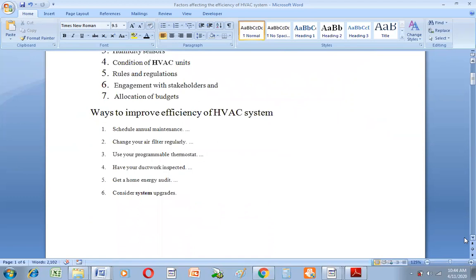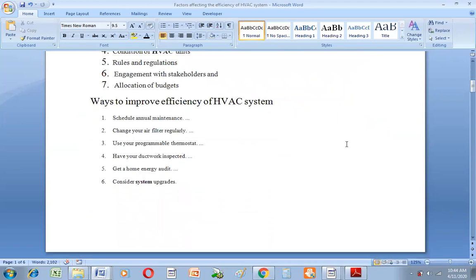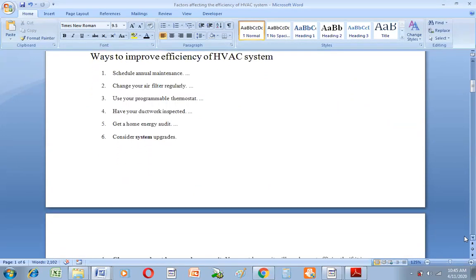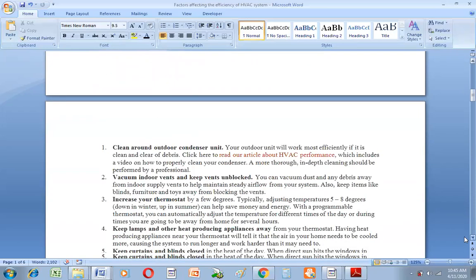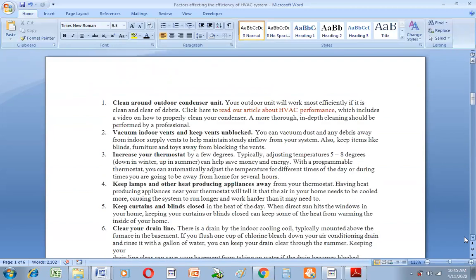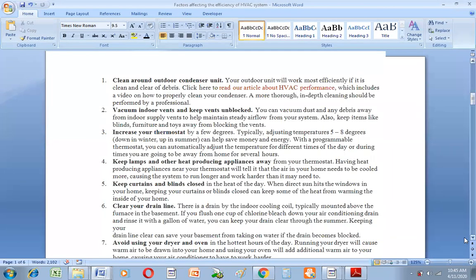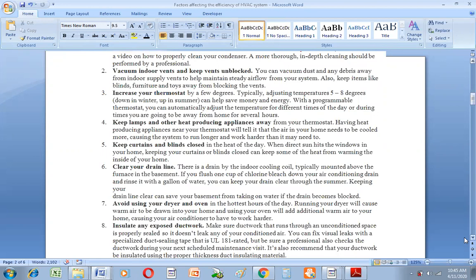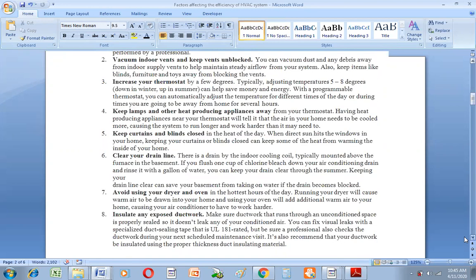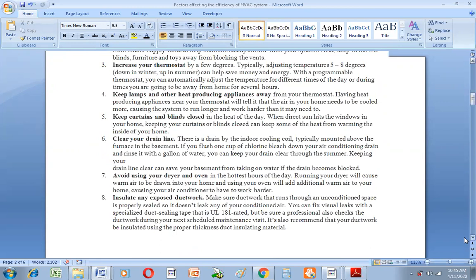First of all, frequent maintenance, changing air filters regularly, then a programmable thermostat, then inspection of the ductwork, then conducting an energy audit, considering system upgradation, then cleaning the vents, then keeping the lamps and other heat producing appliances away from the thermostat, using LED lamps instead of incandescent lamps, then keeping curtains closed so as to avoid direct sunlight on the walls, then clearing the drain line, then avoiding using dryers and ovens in the room, and insulating the exposed ductwork.